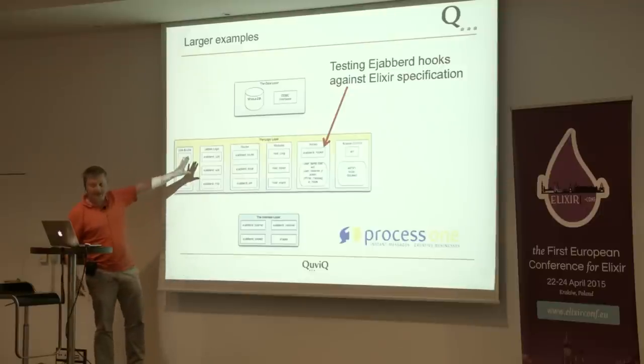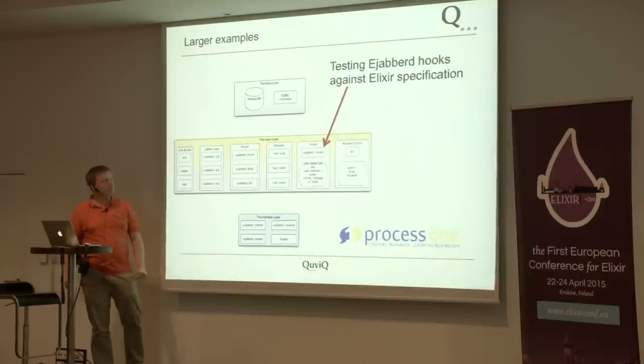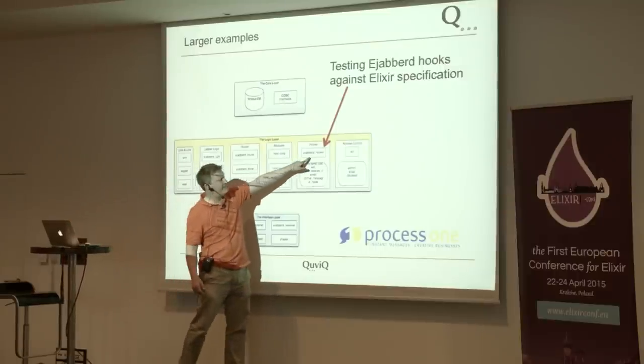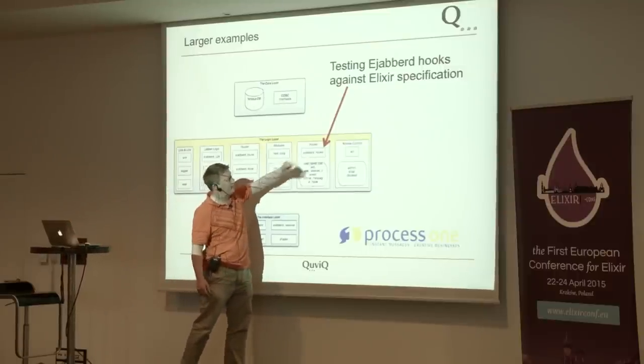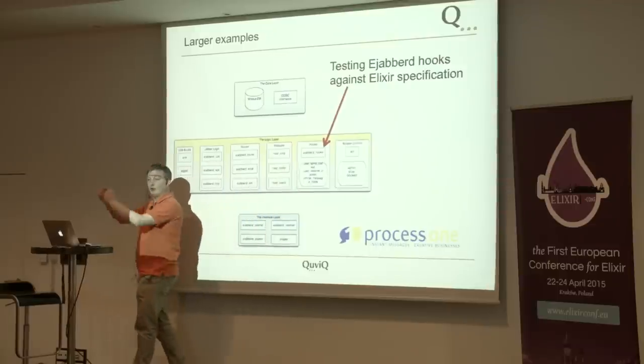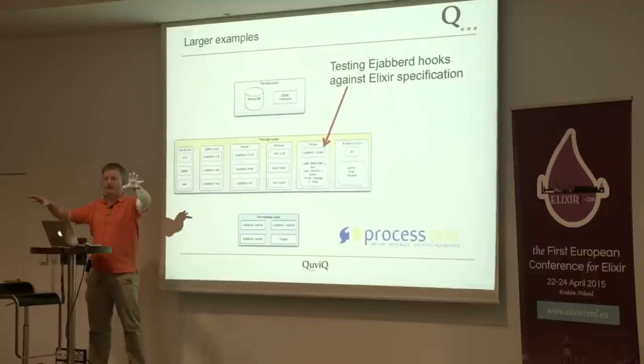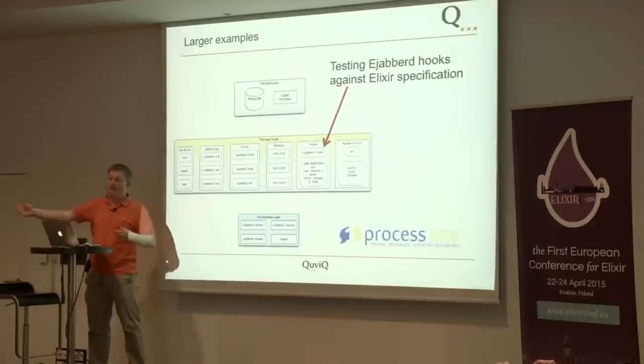But for Elixir, we have used eJabberD from Process One. And Process One was interested in testing eJabberD hooks, so we made a model of that one. You can add hooks to your eJabberD. It's a distributed system. Everywhere you have one just running, and you can add hooks. You can take them down, you can change them, you can move them. So it's a distributed setting.